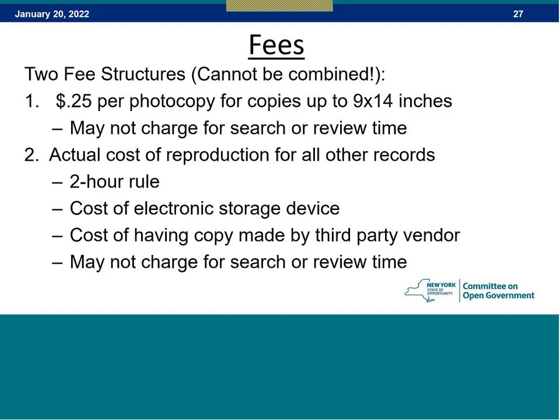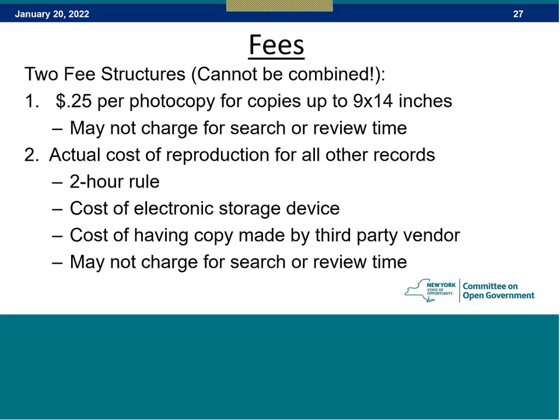The first fee structure is for photocopies up to 9 by 14 inches. When an applicant requests photocopies of a record maintained by an agency, the agency is only permitted to charge 25 cents per photocopy if the record is up to 9 by 14 inches. That's it. End of story. That is all the agency is permitted to charge. The agency is not permitted to charge for search time or review time or the time it takes to make the photocopies. The agency is only permitted to charge 25 cents per photocopy. That's it. Done. So that's the first fee structure.